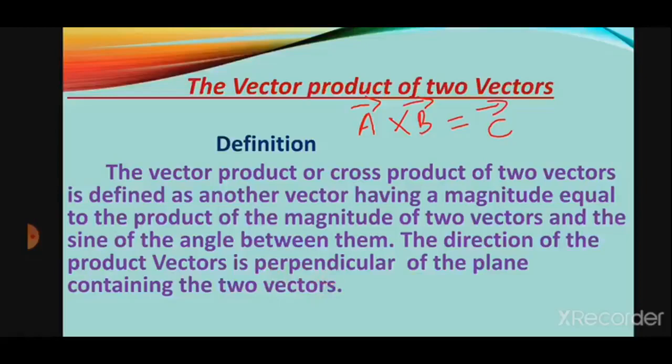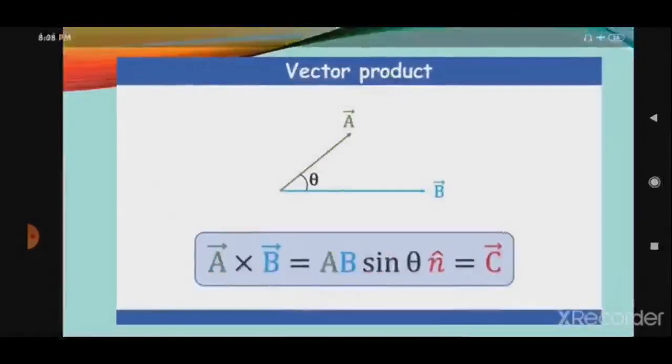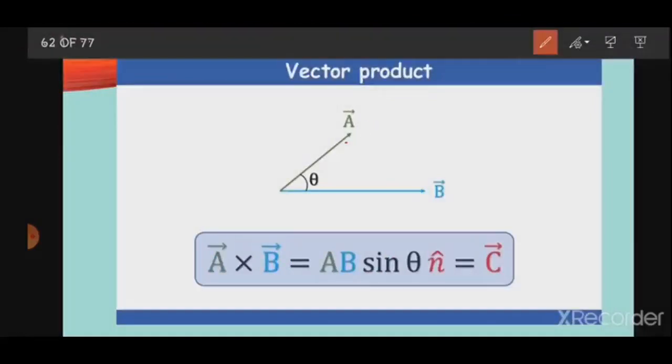This is a definition. Now listen, see the diagram. Here are two vectors, a vector and b vector. Another vector, what is it? C vector. A vector cross b vector is equal to c vector. You know that. Now the angle between them is theta.